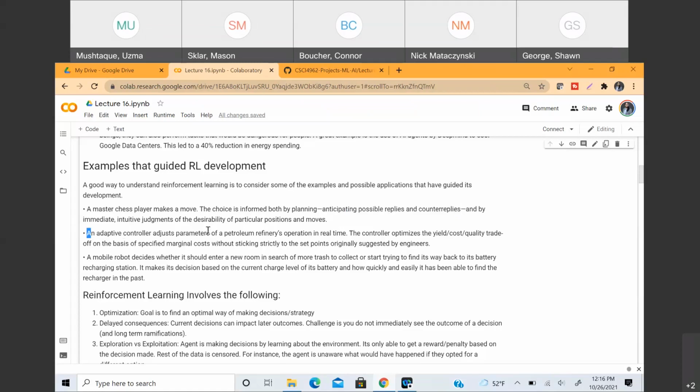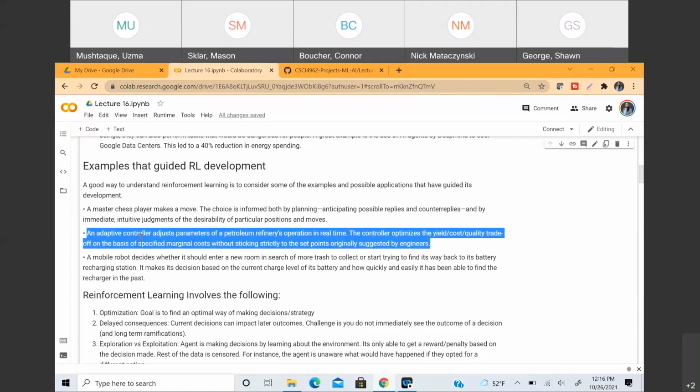Then there is another example, and again, I've derived this from the textbook. An adaptive controller adjusts the parameters of, let's say, a refinery. So you're having two trade-offs: you want to maximize your yield, you want to minimize your cost. And so there is this quality and cost trade-off. And without sticking to the originally set cost or yield or whatever parameters for the controller, if the controller adapts based on the way it interacts with the environment and based on the result it gets, the immediate benefits that it's getting versus the long-term cost benefits it's getting, then this calls for a reinforcement learning application, right?